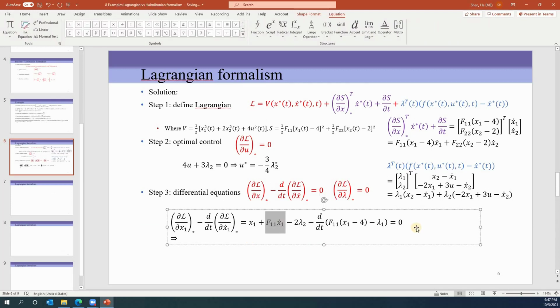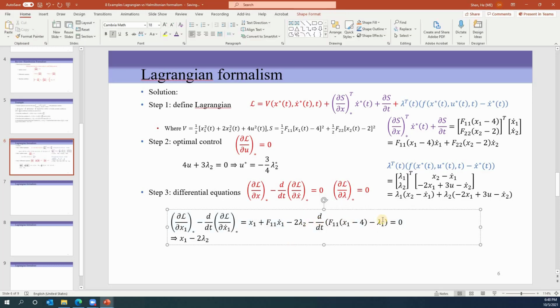So that will give us, this term will be cancelled with this term. And that will leave us x1 minus 2 lambda 2, minus 2 lambda 2. This is a minus lambda 1, and you take a derivative of that, which will become plus lambda 1 dot. That is equal to 0. Good, you find one differential equation. So we can further write it as lambda 1 dot is equal to negative x1 plus 2 lambda 2.